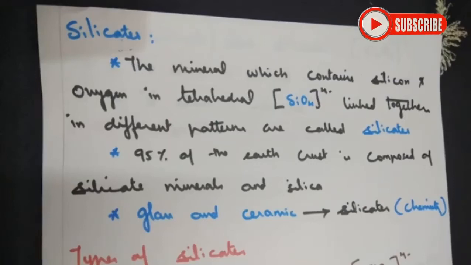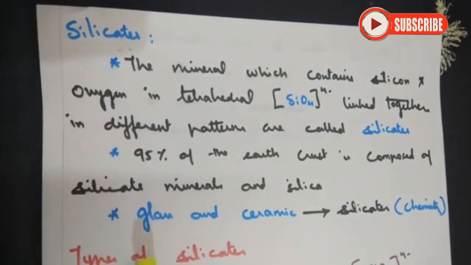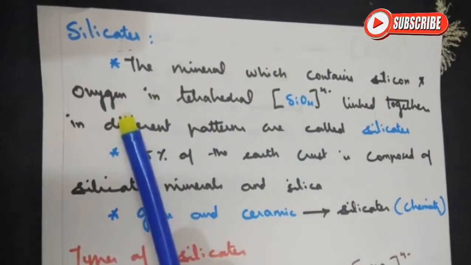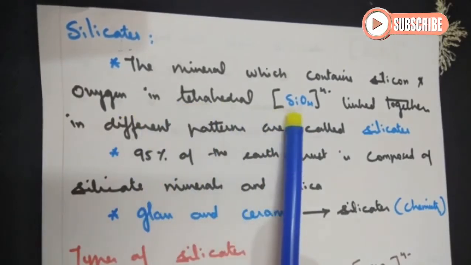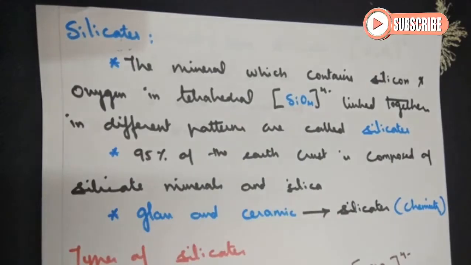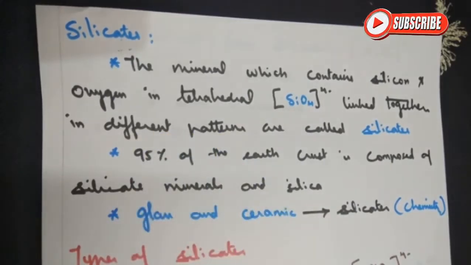Good wishes, dear students. In today's class, we will learn about the types of silicates. Before we move on to the types of silicate, you need to know the meaning of silicate. The mineral which contains silicon and oxygen in tetrahedral units linked together in different patterns is called a silicate. Based on the pattern, we have different types of them.